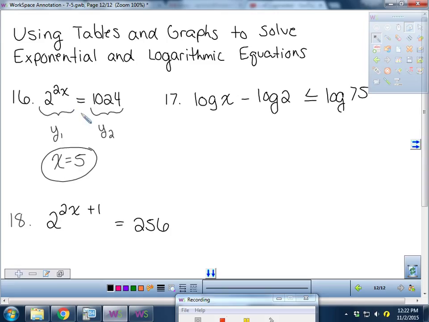Now could you solve that by hand? Yes, you could. Alright, so now let's talk about this.